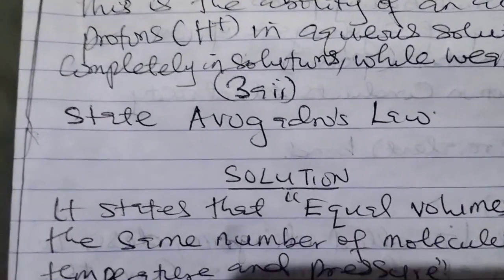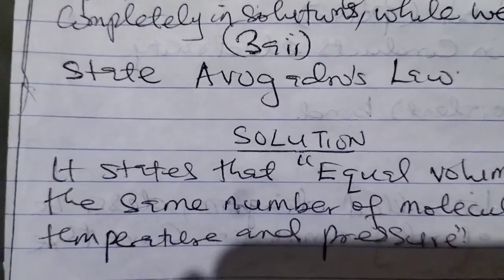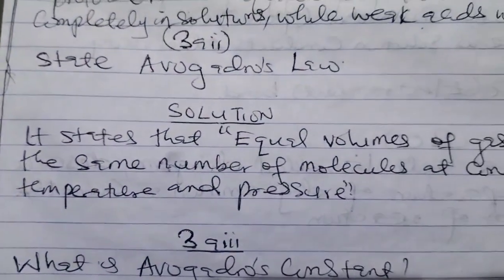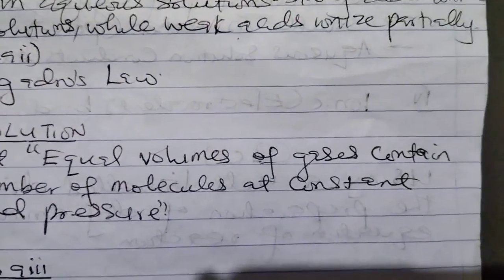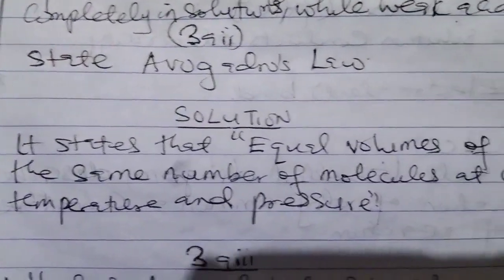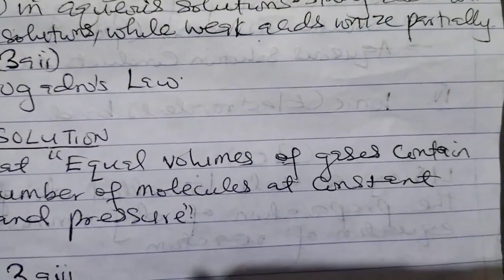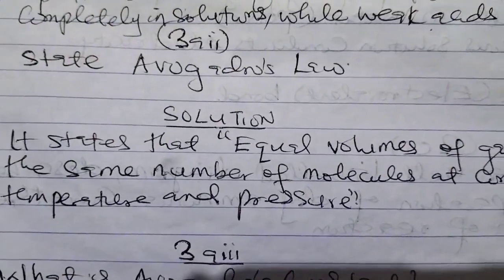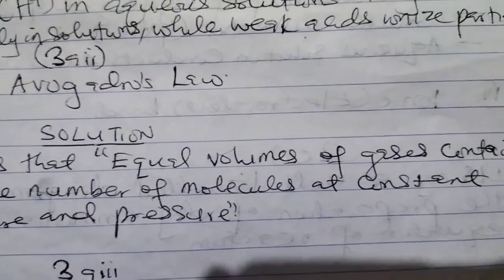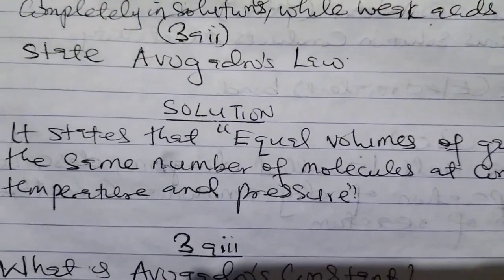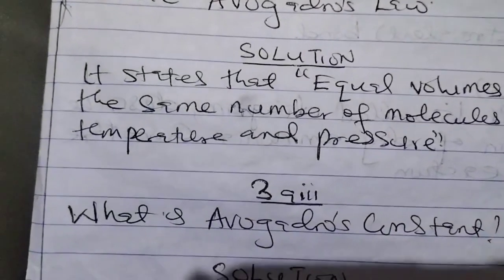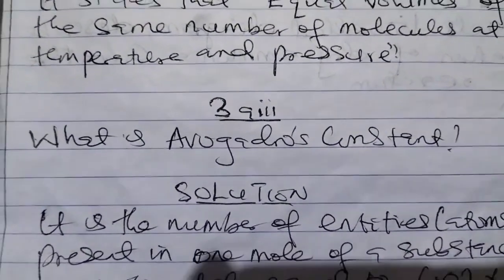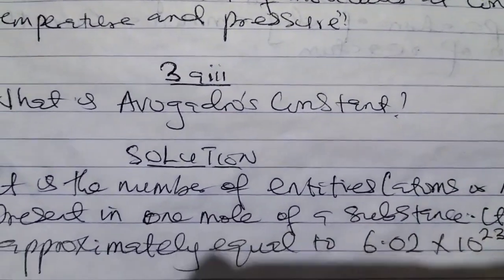Then 3A(ii) says, state Avogadro's law. Solution. Avogadro's law states that, quote, equal volumes of gases contain the same number of molecules at constant temperature and pressure, unquote. That's Avogadro's law. Then 3A(iii) says, what is Avogadro's constant?